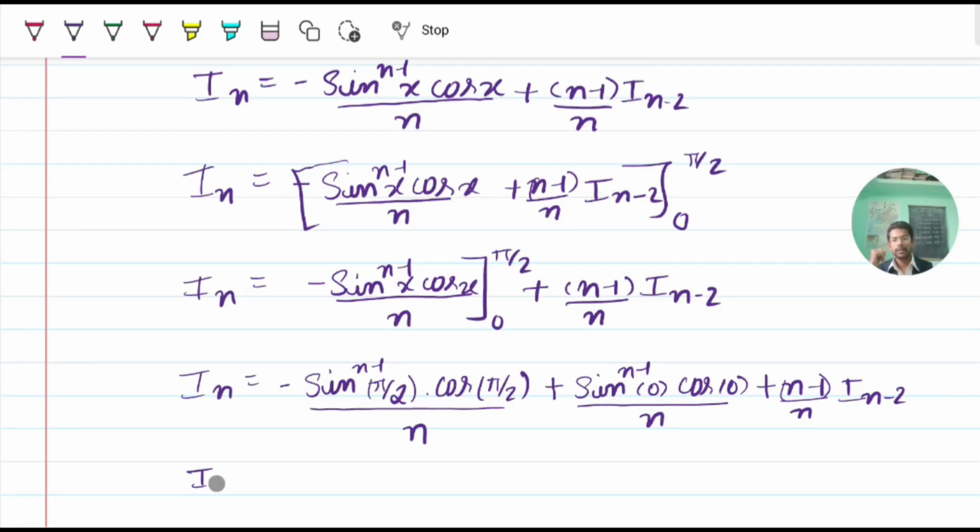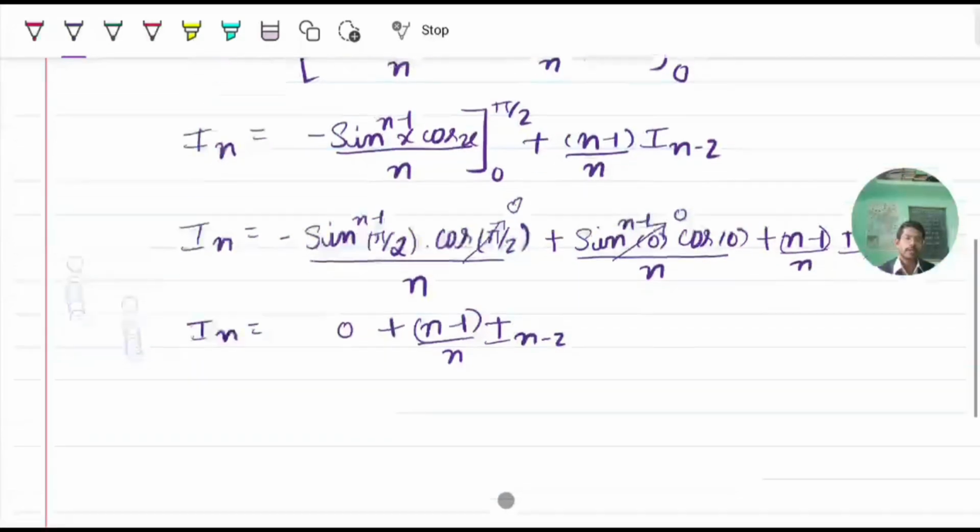Then I_n equals, tell me, what is sine 0? Sine 0 is 0, right? And what is cos pi by 2? Cos pi by 2 is also 0. Then 0 into anything is 0, here also 0 into anything is 0. So we get 0 plus n minus 1 divided by n into I_n minus 2, right? You understand up to here?